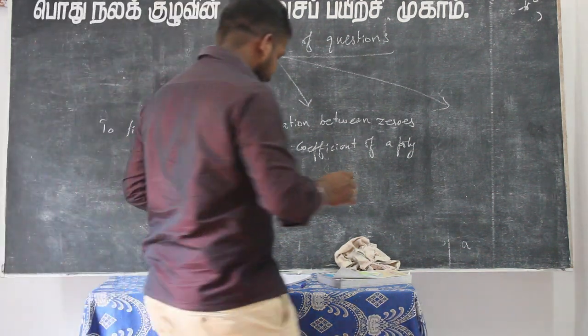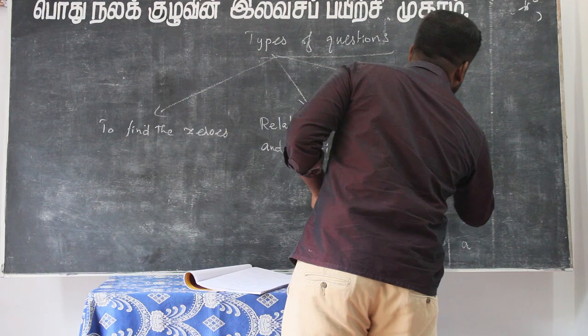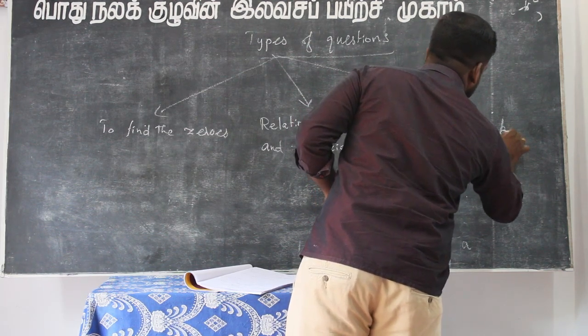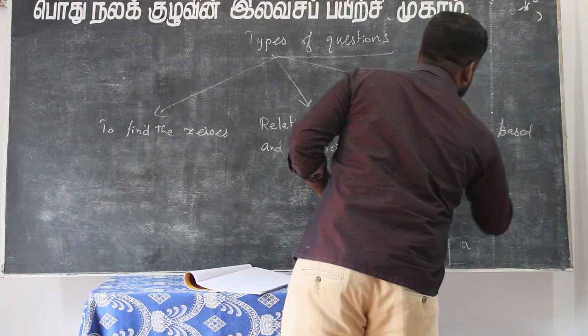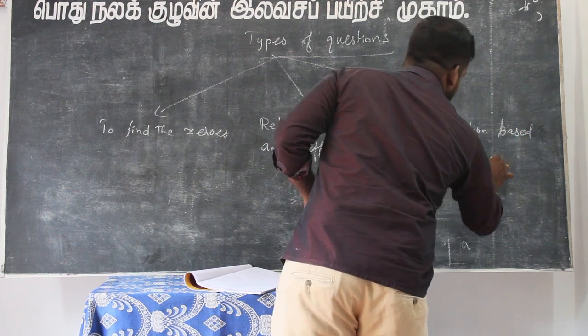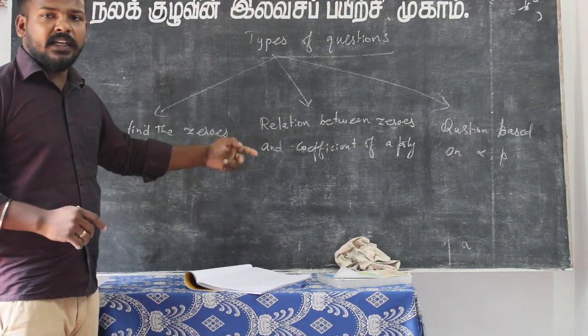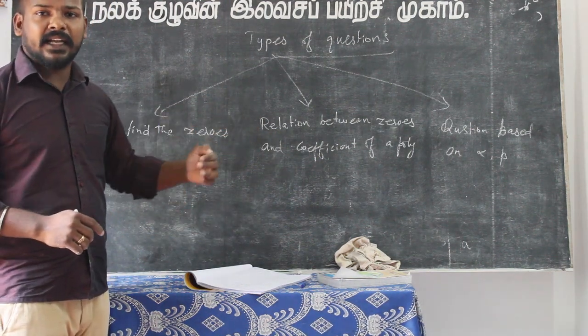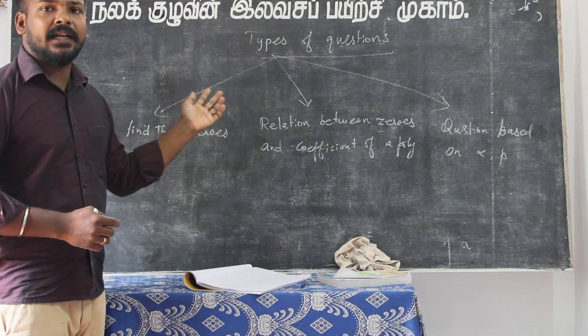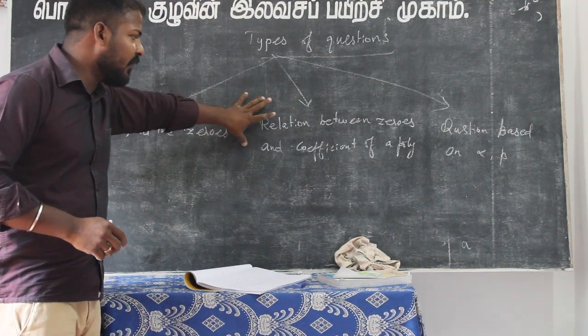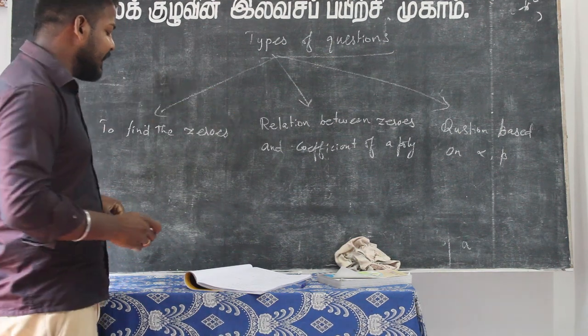Then third one, question based on alpha and beta. So they may give alpha and beta, the two zeros. So they are asking to construct a quadratic polynomial, that they will ask here. So three such cases will come.